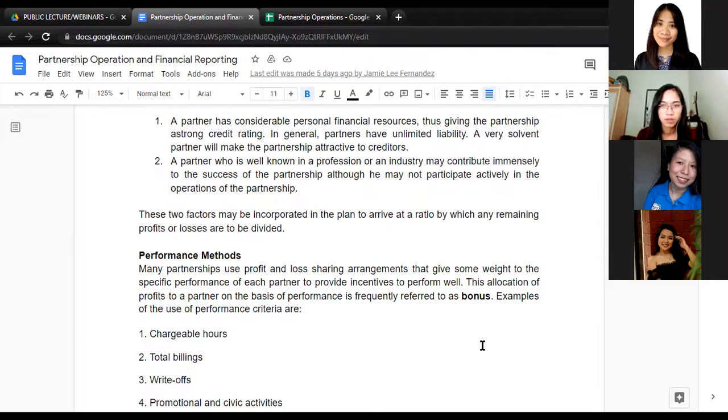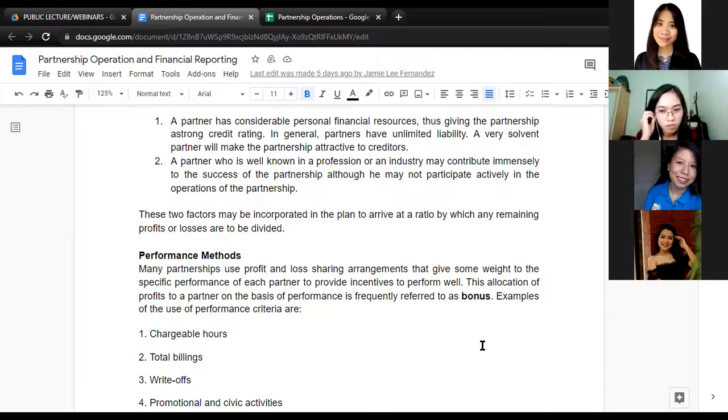The number 2 is a partner who is well known in a profession or an industry may contribute immensely to the success of the partnership, although he may not participate actively in the operation of the partnership. Dito naman yung isang partner, kilala siya sa kanyang profession. For example, yung kapartner mo is artista. So kahit hindi siya makipag-participate actively, tatangkilikin pa rin yung business nyo kasi kilala siya bilang isang sikat na artista.